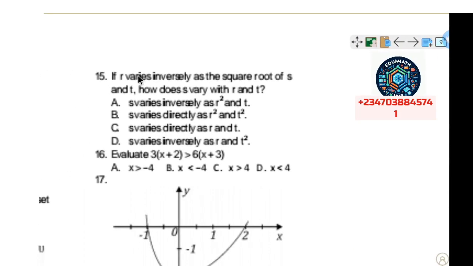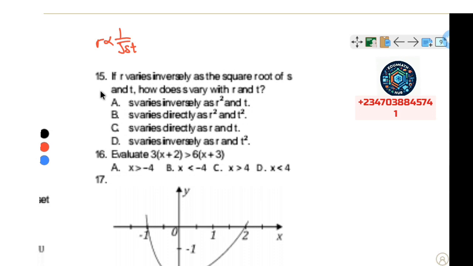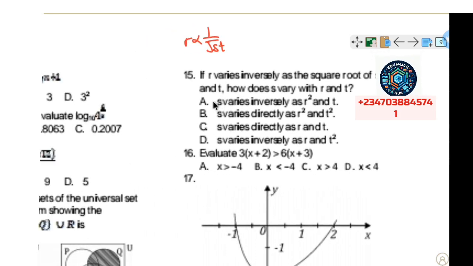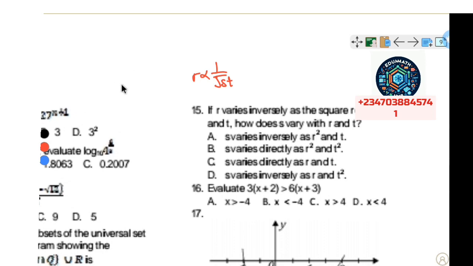So move to number 15. If r varies inversely as the square root of s and t, so r varies inversely, that will be 1/square root of st. How does s vary with r and t? What I'm trying to tell you is that you should make s the subject of the formula. If you look at what you have, you have r directly proportional to 1/square root of st. So introduce your constant, r equals k/square root of st, then cross multiply.